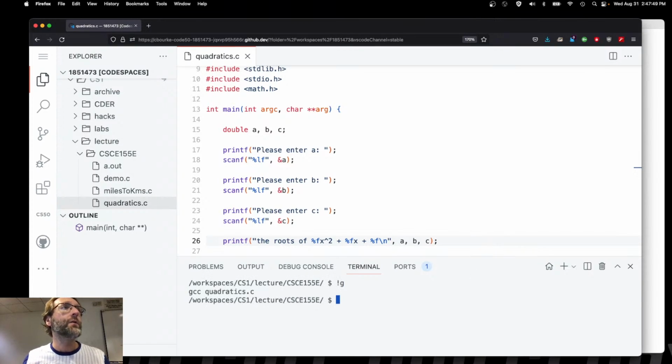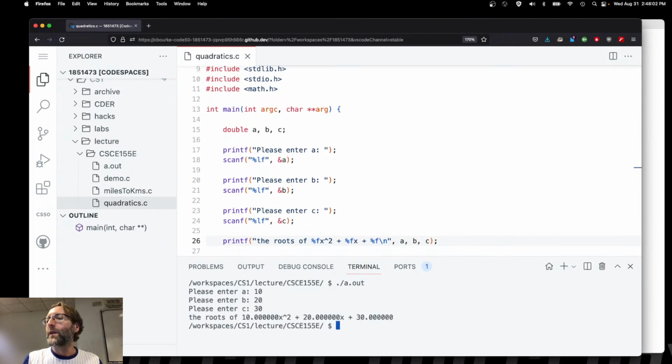It compiled with no issue. Right? ./a.out, 10, 20, 30. Oops, sorry. Never mind. Ignore what I just did. I forgot that we were doing interactive first. 10, 20, 30.